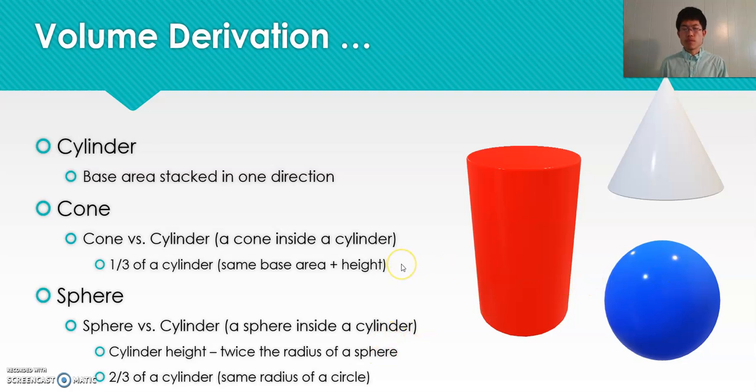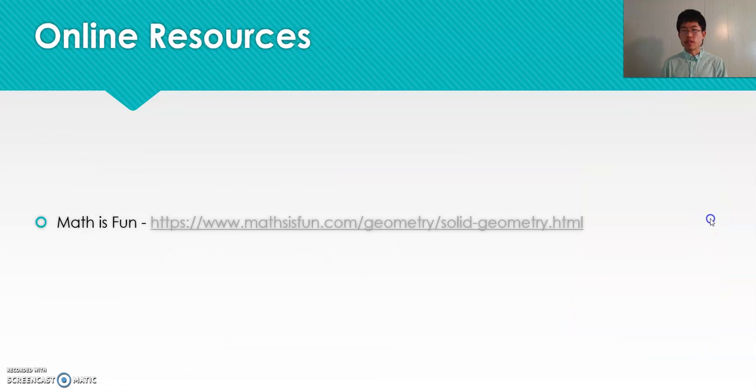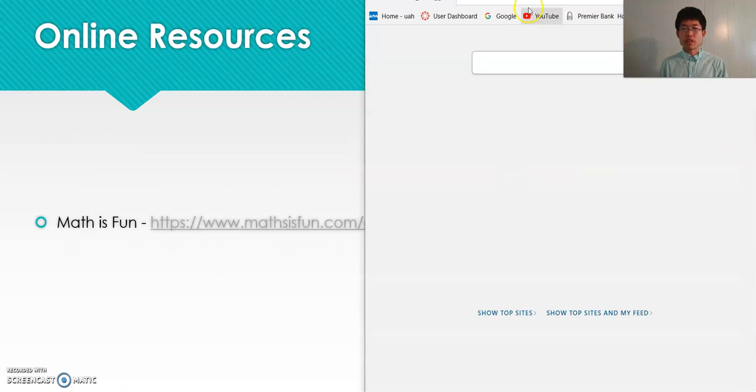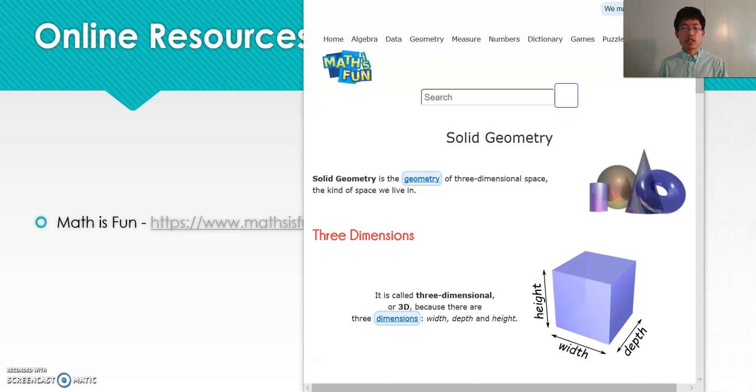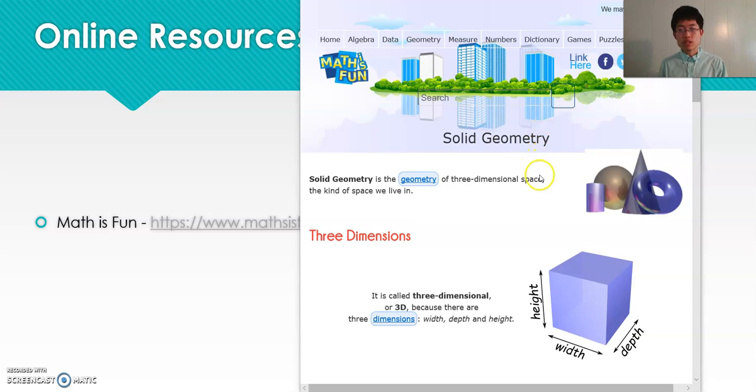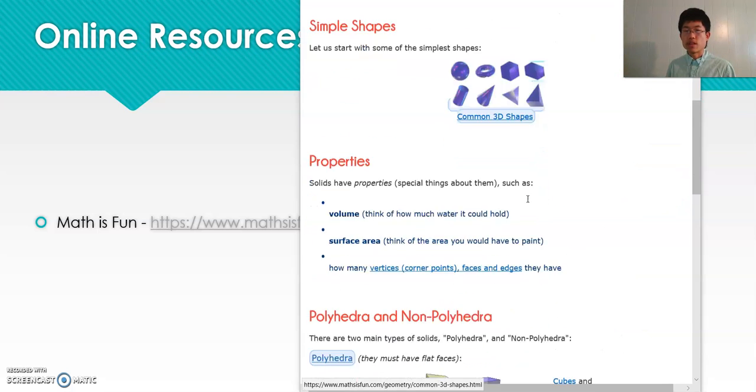Now, you'll be like, where did you get those numbers from? I mean, that's not really about the derivation. Now, this website, Math is Fun, is explaining the derivation or the explanation of the volume.